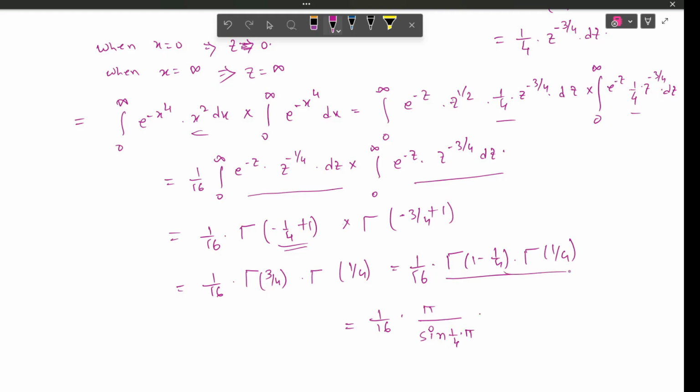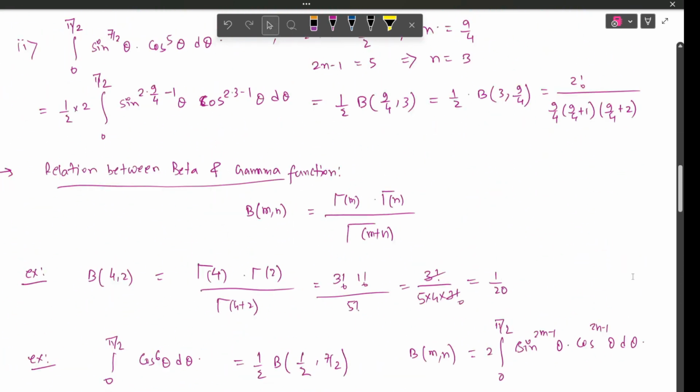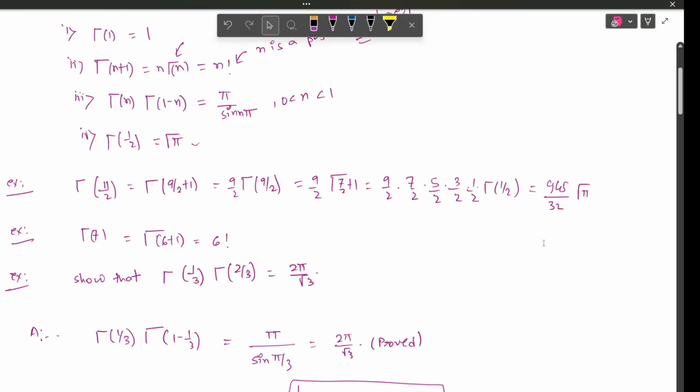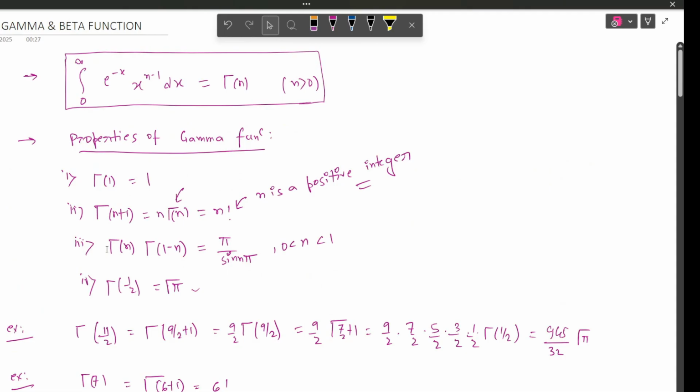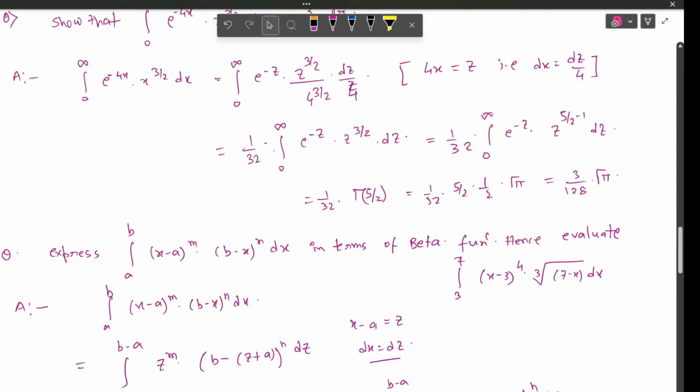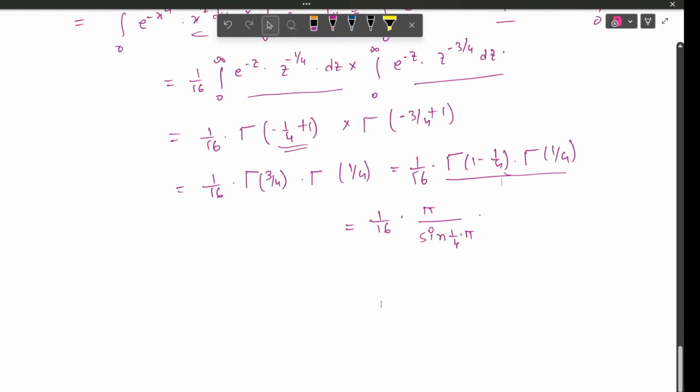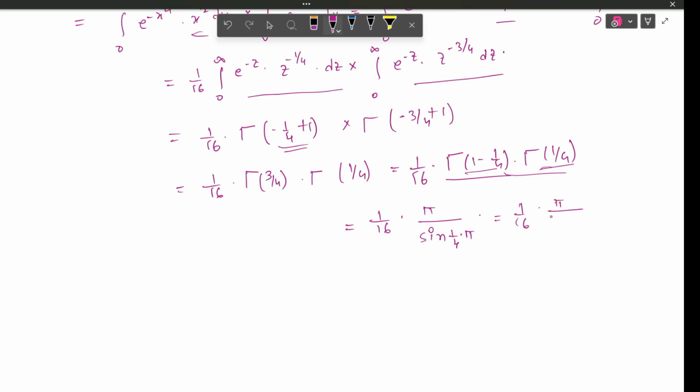Okay, this is the definition. If you forget, let's see the formula. Let's see the property: gamma of n, gamma of 1 minus n is pi by sine n pi. Okay, so we are almost done. This is 1 by 16 into pi by sine of pi by 4, which is 1 by root 2.